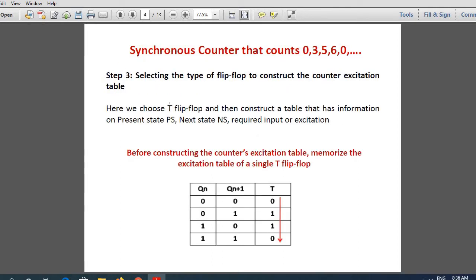Now, what is the next step? Step 3 is selecting the type of flip-flop. Here, I have already told in the question to choose T flip-flop. So, you should know the excitation table of the T flip-flop. You should know the Qn, Qn plus 1 combinations: it's always 00, 01, 10 and 11. You should know how to write this. Now how will you read this? When your Qn to Qn plus 1 is 0 to 1, your T is 1. You have to know this table by heart.